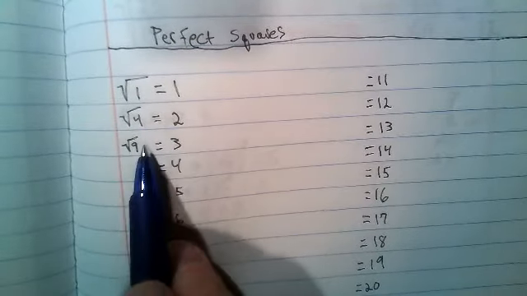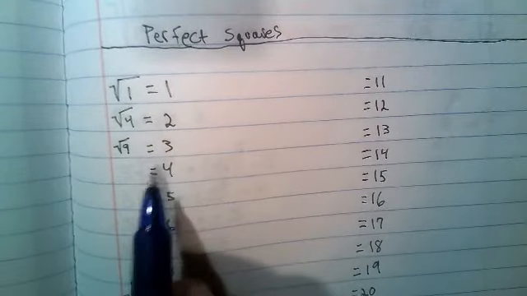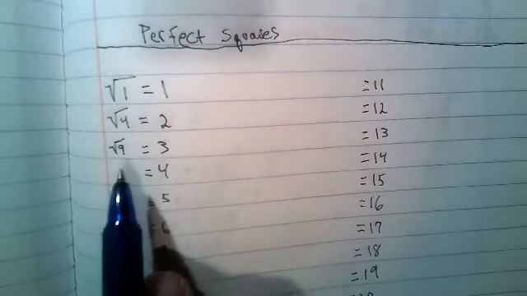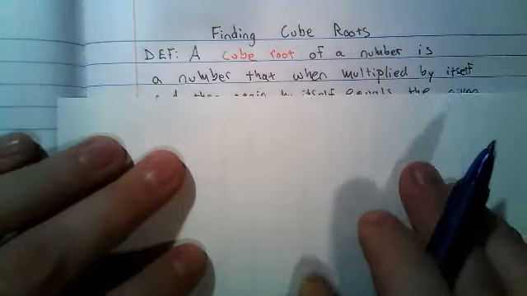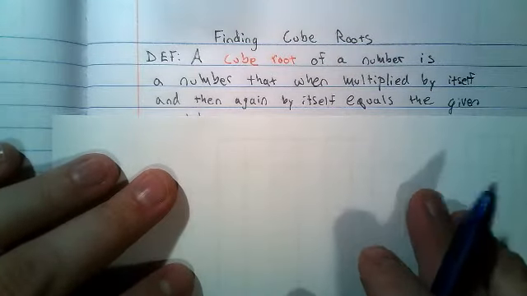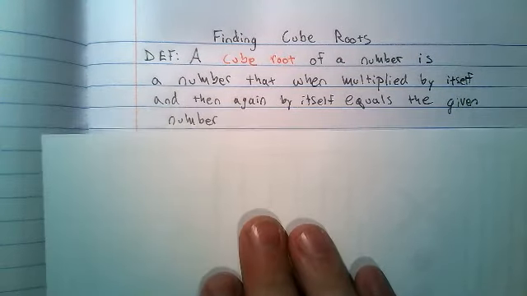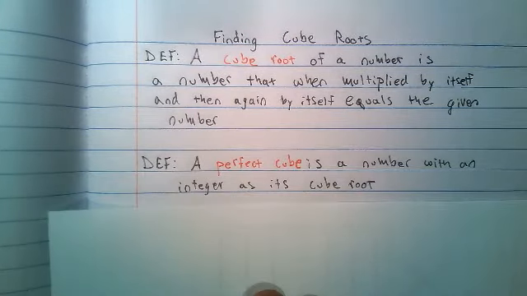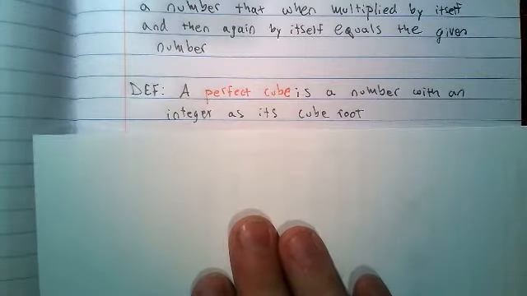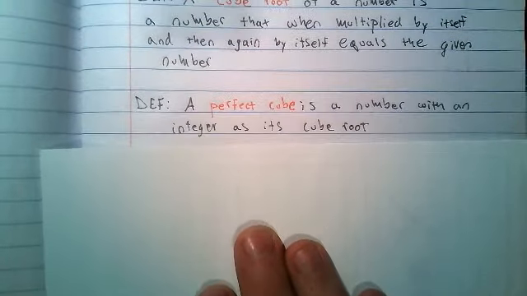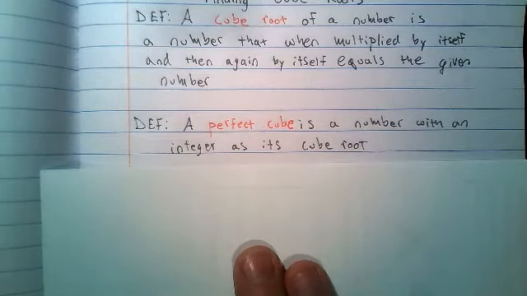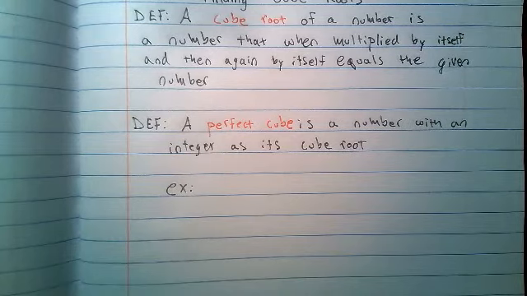3 times 3 gives you 9. 4 times 4 would give you 16. So the square root of 16 would be 4. When we start talking about cubes, a cube root of a number is a number that when multiplied by itself and then again by itself equals the given number. And a perfect cube, similar to a perfect square, is a number with an integer as its cube root. So let's give an example here of a cube root.